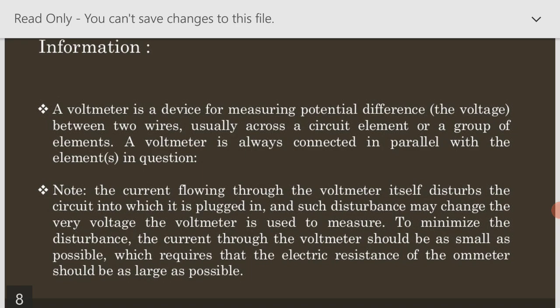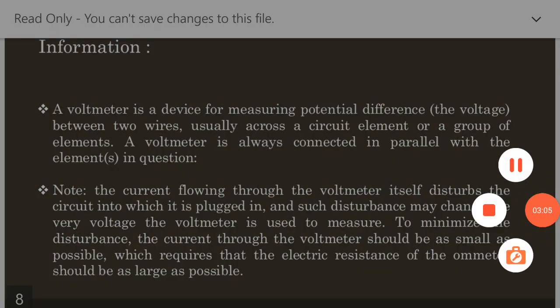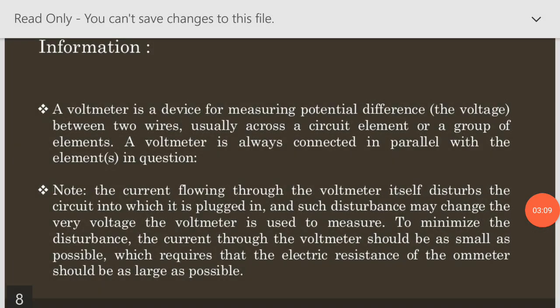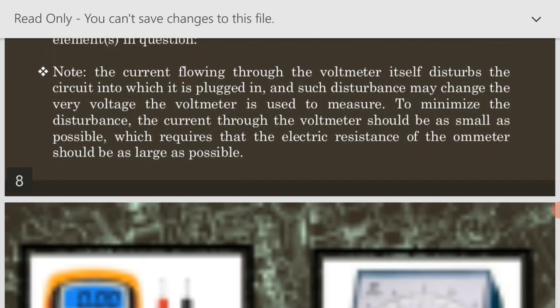A voltmeter is always connected in parallel with the elements. Note, the current flowing through the voltmeter itself disturbs the circuit into which it is plugged in, and such a disturbance may change the very voltage the voltmeter is used to measure. To minimize the disturbance, the current through the voltmeter should be as small as possible, which requires that the electric resistance of the voltmeter should be as large as possible.